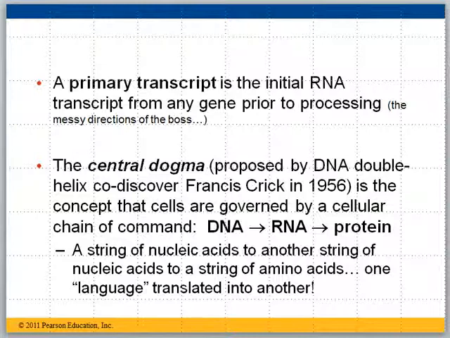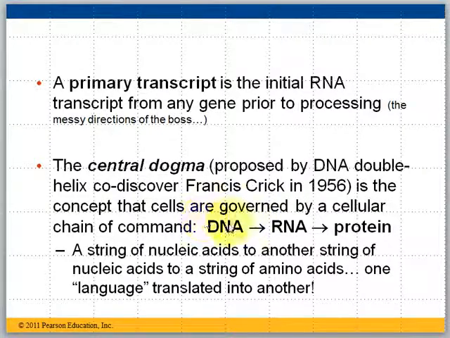We have something called the central dogma, which you perhaps have heard before. This was actually proposed by the DNA double helix co-discoverer Francis Crick in the 50s, 1956. The central dogma is kind of this idea or concept that explains the cellular chain of command. The central dogma is DNA to RNA to proteins. Now that's simplified, but that is perhaps something you've heard already in your biology classes.